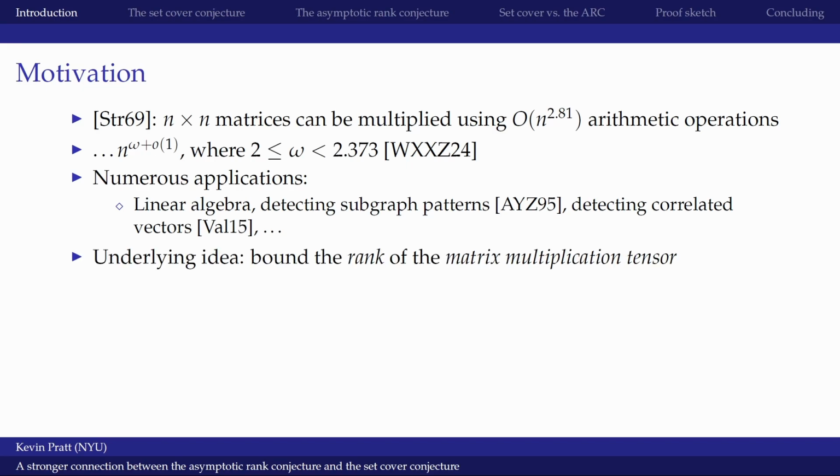Now, the core idea behind Strassen's algorithm and all subsequent improvements to omega is to give an upper bound on the rank of the matrix multiplication tensor. I'll explain soon what these words mean. And one theme of this talk is to ask if this framework can be applied to other tensors to give faster algorithms for combinatorial problems for which fast matrix multiplication is not known to be useful.